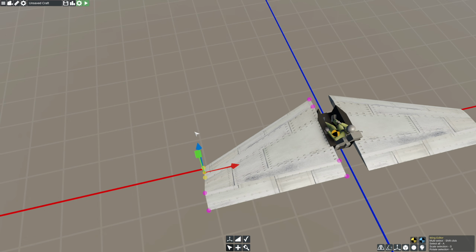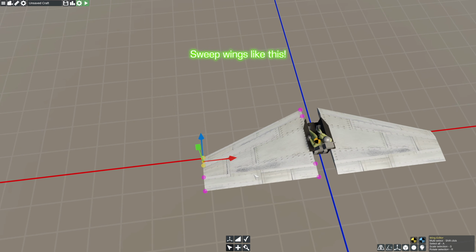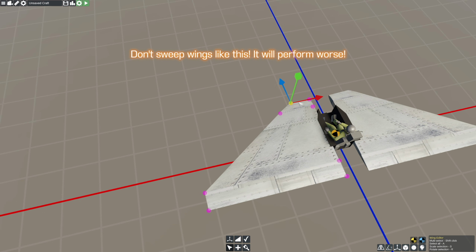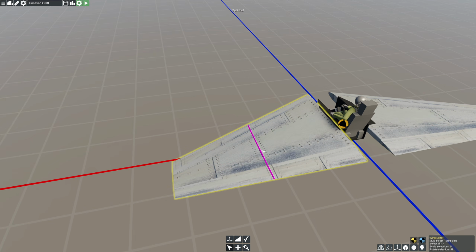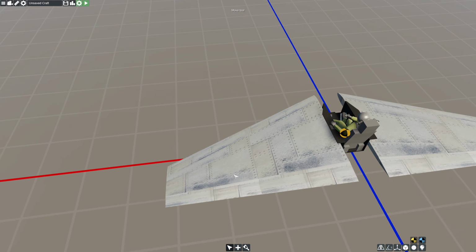You can sweep the wings by moving a set of nodes in the longitudinal direction of the aircraft. It is generally good practice to create sweep using this method rather than moving individual nodes within a set along the lateral direction of the aircraft. Additionally, you can use the offset tool to move a wing section around without the rest of the wing adjusting its shape to match the new location of the nodes.